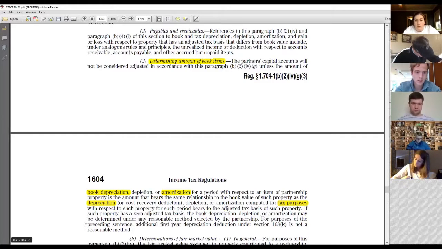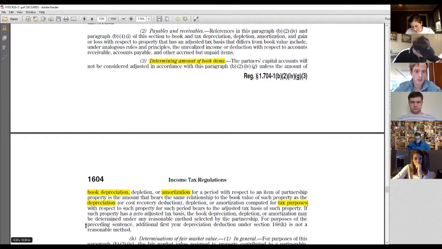And again, for straight line, what this means is however many years are left in the depreciation schedule, you're going to divide the tax basis by that number of years to determine the yearly tax depreciation. And for book, you're going to divide the book value by that number of years to get the book depreciation. It's going to be the same rate.